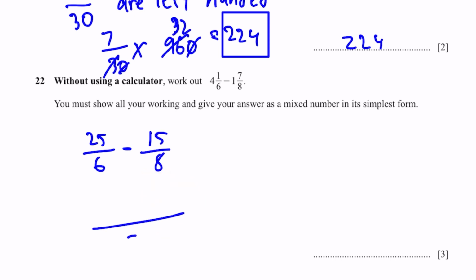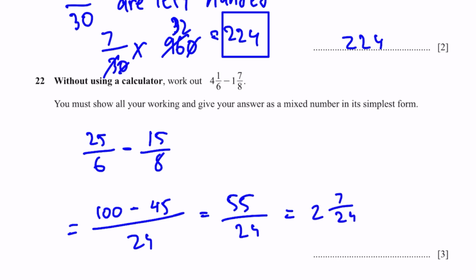So we can take a common denominator, 24. Now we multiply 6 into 4. We need to multiply 25 into 4 as well. That's equal to 100. Now we multiply 8 into 3. We need to multiply 15 into 3 as well. 15 into 3 is equal to 45. So 100 minus 45 by 24, which is equal to 55 by 24. And that's actually equal to 2 and 7 by 24. That's the answer.